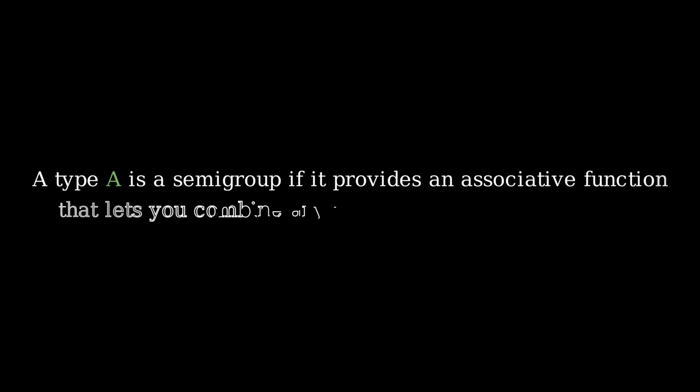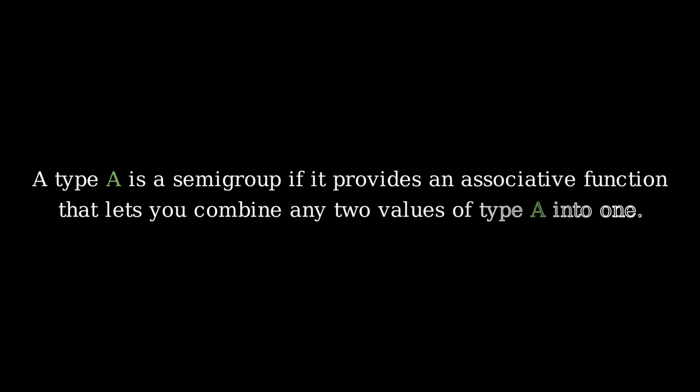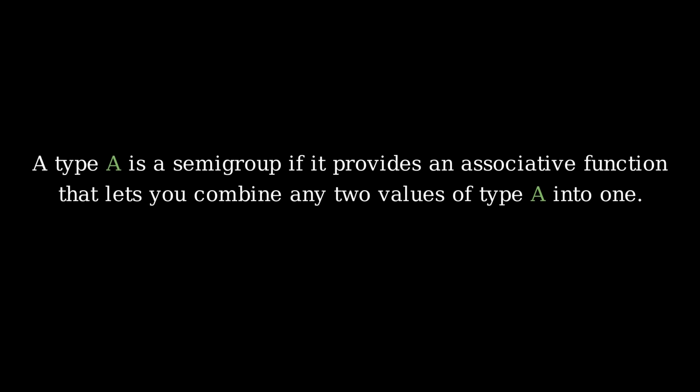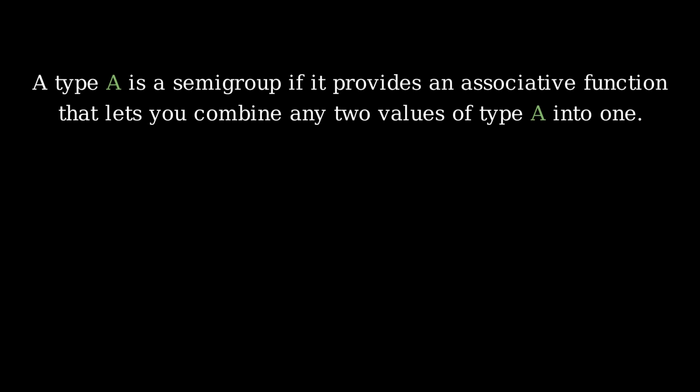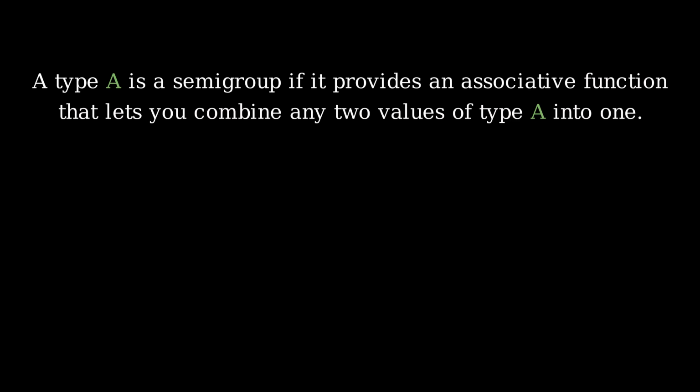Let's start with the formal definition. A type A is a semigroup if it provides an associative function that lets you combine any two values of type A into one. Alright, hold on, what? It doesn't make lots of sense to me either. Let's break it down into pieces.